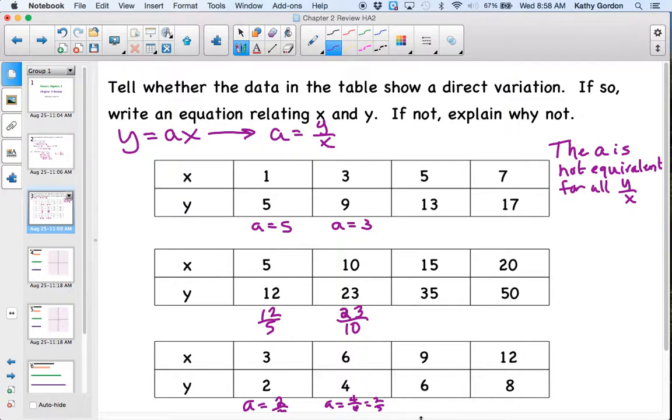That's kind of what you saw in your pre-test, right? The first 2 ordered pairs actually did give you the same answer, but then it was the third and the fourth one that went horribly awry. So you have to check them all to make sure.